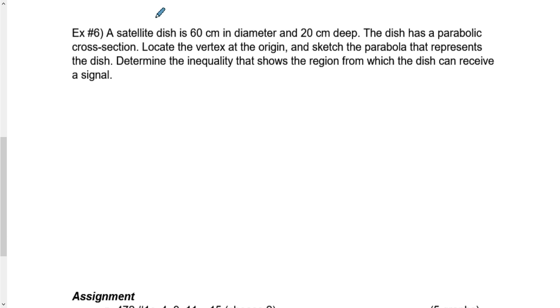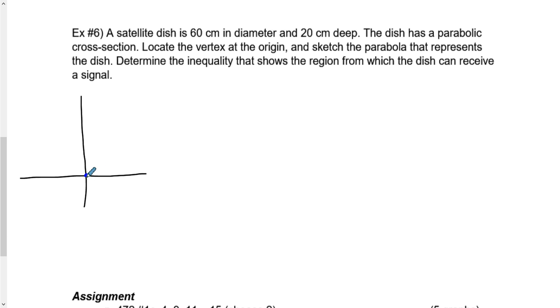So it says a satellite dish is 60 centimeters in diameter and 20 centimeters deep. The dish has a parabolic cross section. We're going to locate the vertex at the origin, sketch a parabola that represents the dish, and then determine the inequality that shows the region for which the dish can receive a signal. So first off, I'm going to sketch a Cartesian plane. Now it says the satellite dish is 60 centimeters in diameter. We're going to locate the vertex at the origin.